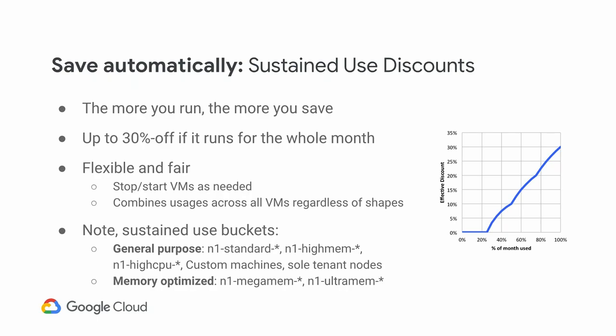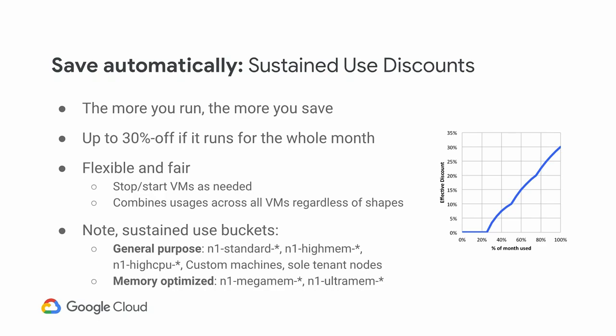And this is something that we launched many years ago, and we've continued to invest in it to try and make it more flexible and more fair. So today, what you can do is start and stop VMs freely. You can change the shape of your VMs, so you can go from N1 standard 4 to N1 standard 16. The sustained use discount will continue to accrue on a core and RAM basis, independent of those two things. And you can change zones within a region. So this gives you a whole boatload of flexibility with sustained use discounts.